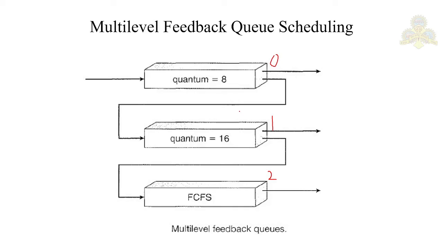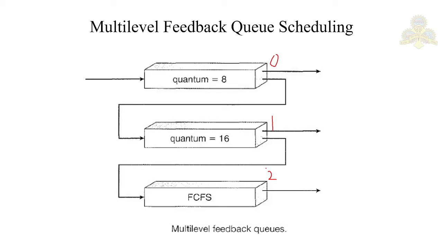Whenever a process has been moved to the lower priority queue and waits too long in that lower priority queue, it would be moved to the higher priority queue. This form of aging prevents starvation. Okay. So for example, consider here we have three queues, right?